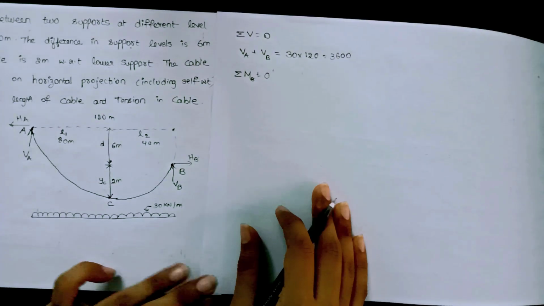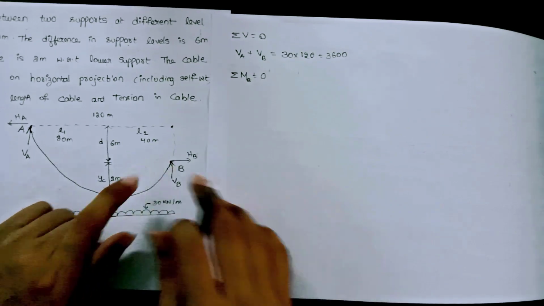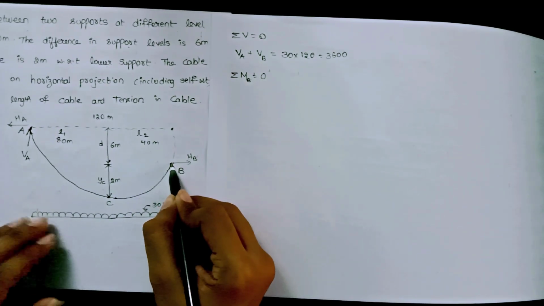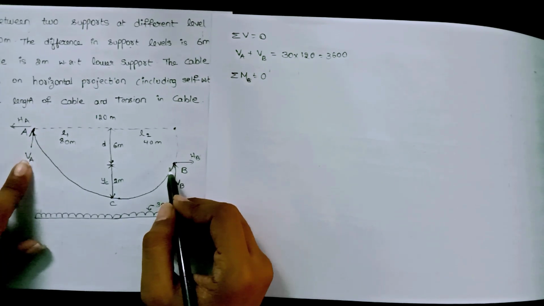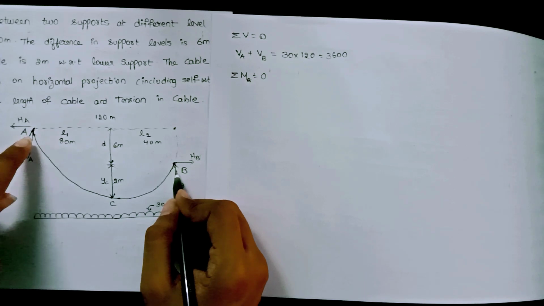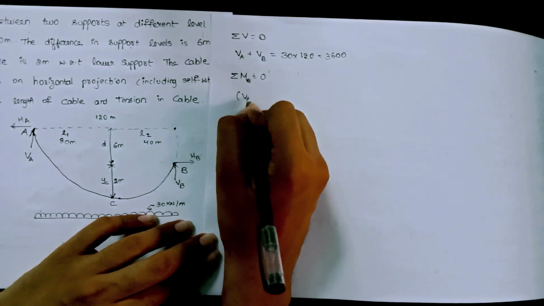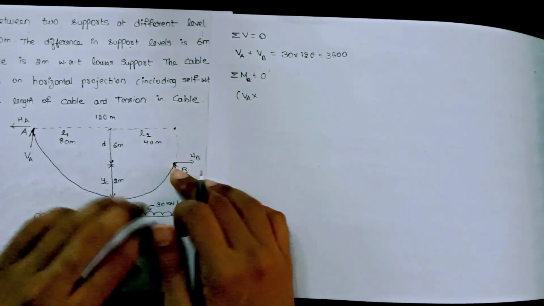I am taking the algebraic sum of moments about point B equal to 0. If I calculate the moment about this point, coming from the left side we have VA. VA is pushing the cable in the upward direction. It is a sagging moment. So VA into, the perpendicular distance is 120.